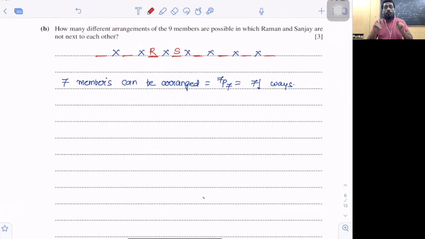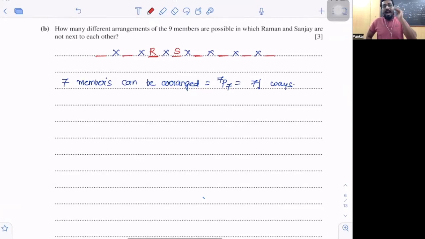So out of these 8 places, any 2 places can be occupied by the 2 objects, right? Now, of course, the interchanged conditions are also taken into account when you're going to arrange these 8 places with the 2 objects. So 7 members can be arranged in, first of all, 7P7 ways, which is 7 factorial ways.